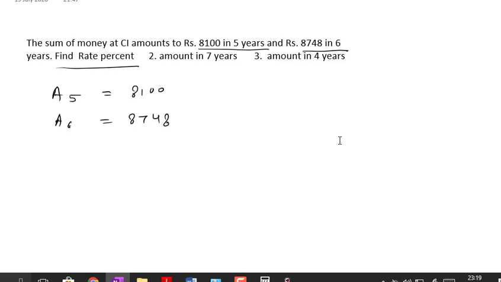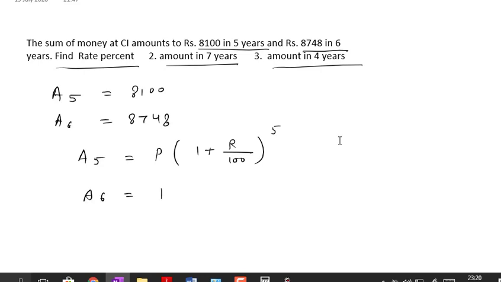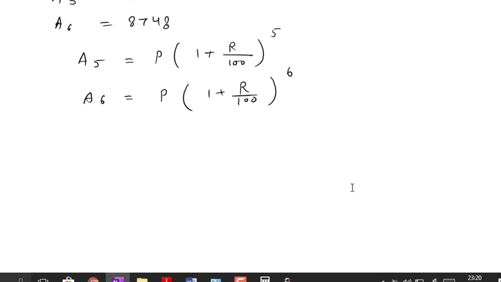First we have to find the rate percent, second we have to find the amount in 7 years, and third we have to find the amount in 4 years. Now the formula for A5: we know that A5 is P into 1 plus R upon 100 the whole power 5. This is A5. And A6 is P into 1 plus R upon 100 the whole power 6. When you get these kinds of problems, it is better that you divide one equation by the other. So this is equation 1, this is equation 2.